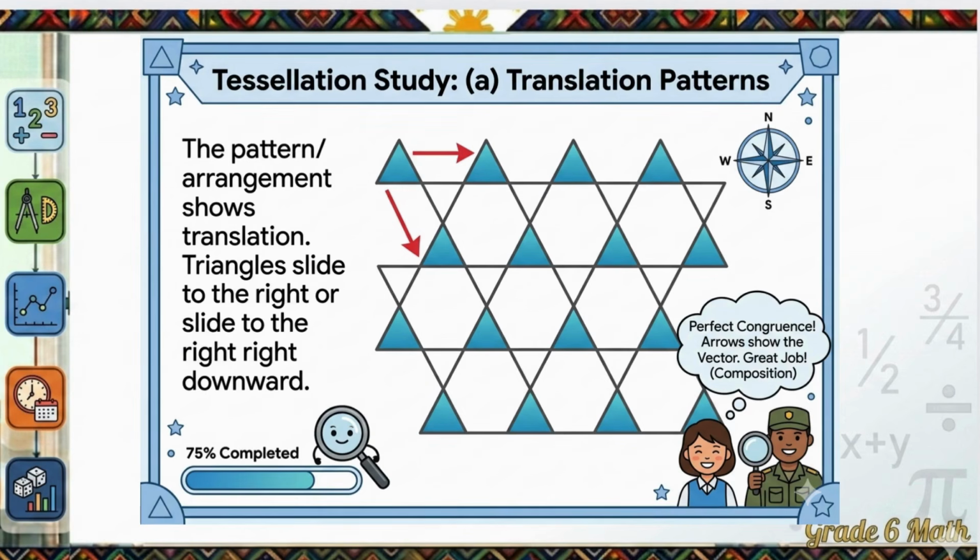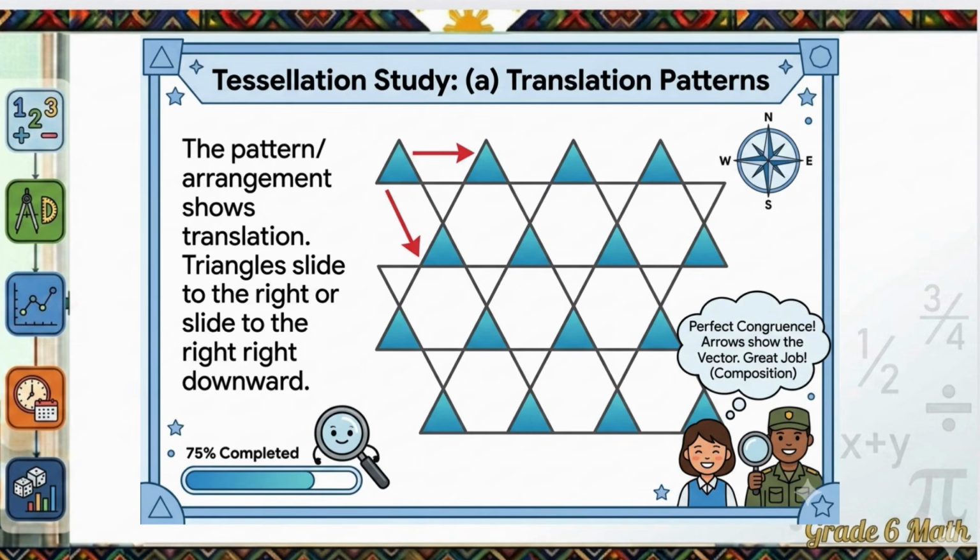To create this entire wallpaper, we don't need to flip or spin the triangles at all. We just need to keep sliding the same triangle over and over. The horizontal slide. Look at the red arrow pointing to the right. We take one blue triangle, slide it to the right, and, pop, it fits perfectly into the next spot. The diagonal slide. Look at the red arrow pointing down and to the right. We can also slide the triangle diagonally to start the next row.